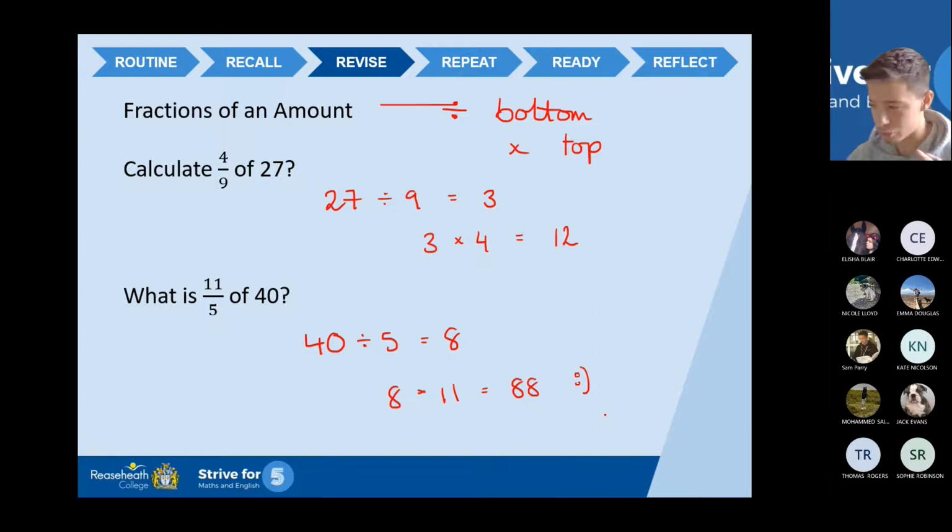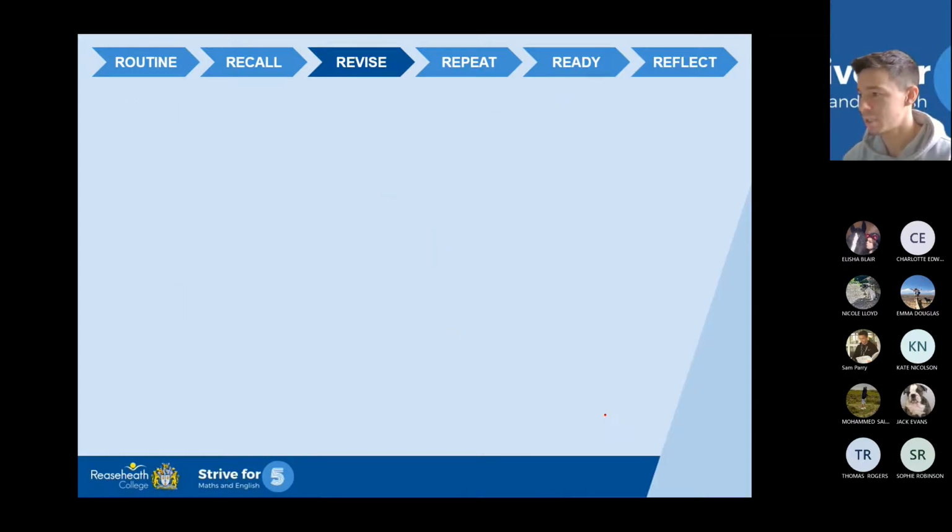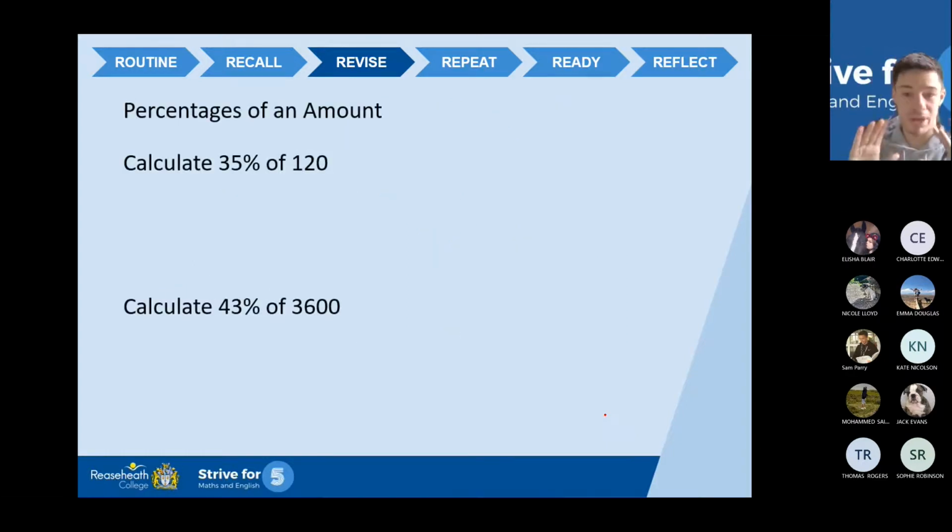And that goes for literally every element of fractions of an amount. If you have an amount, divide it by the bottom, times it by the top. Okay? That's pretty standard. What I've got for you guys from the exam questions are worded fractions of an amount questions. So remember, divide by the bottom, times by the top.